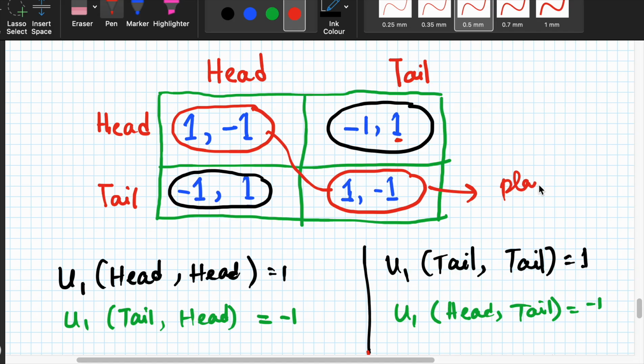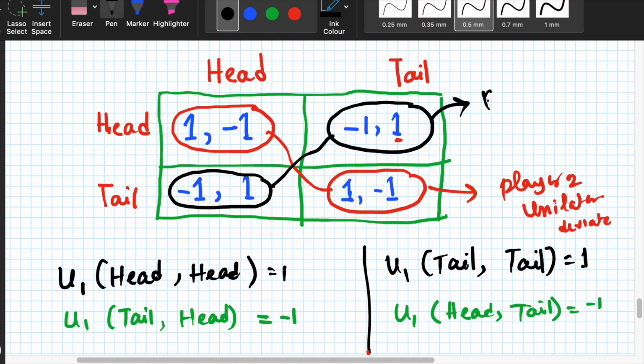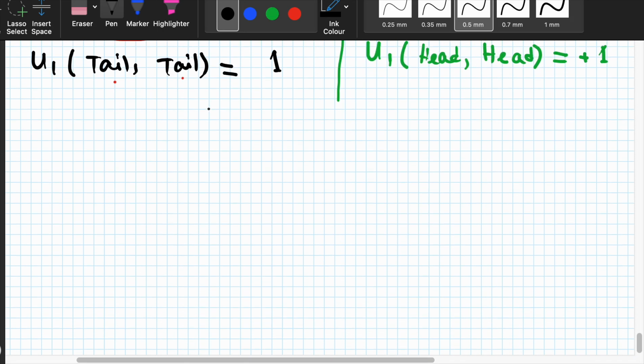So we see that in these two situations, player 2 has an incentive to unilaterally deviate, thus these two are not Nash equilibria. And in these two situations, player 1 has an incentive to change his action unilaterally. So that's why these two are also not Nash equilibria. So that means in this situation no pure Nash equilibrium exists. No pure Nash equilibrium.